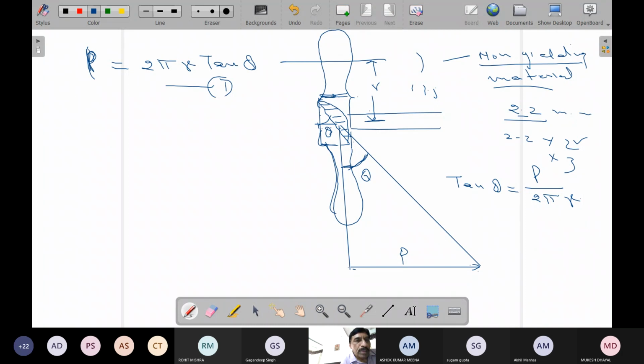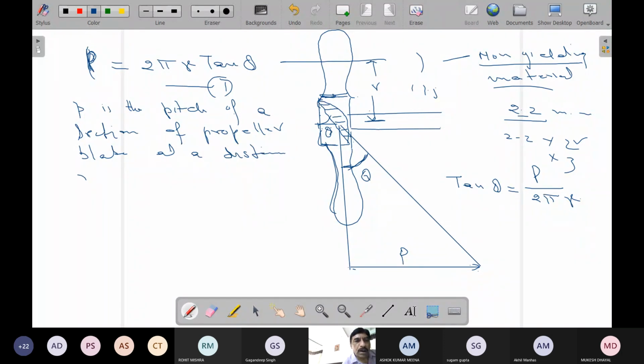So this p is the pitch of a section of propeller blade at a distance R from the center line of the shaft. This is the center line of the shaft. This is the tail shaft, correct?